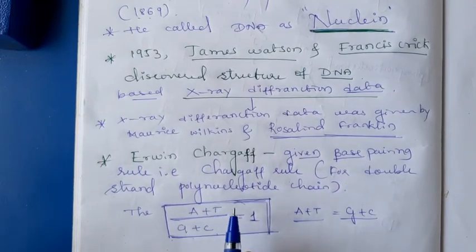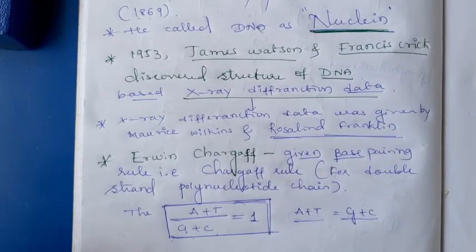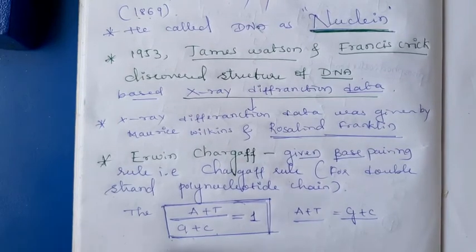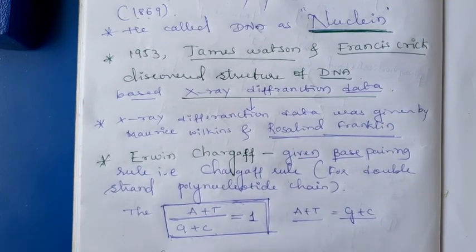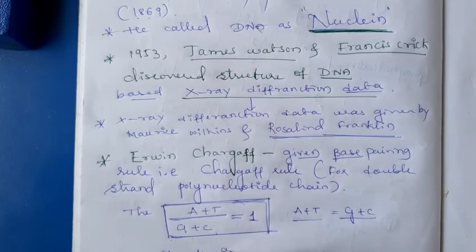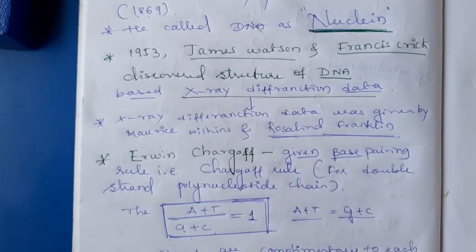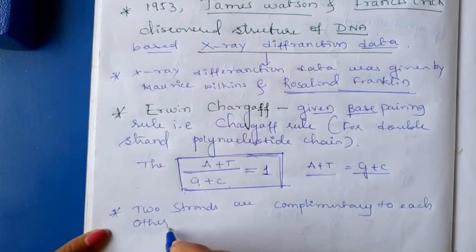The base pairing confers a very unique property on the polynucleotide chain. Here they are said to be complementary to each other. The base pairings of the 2 strands are complementary to each other.